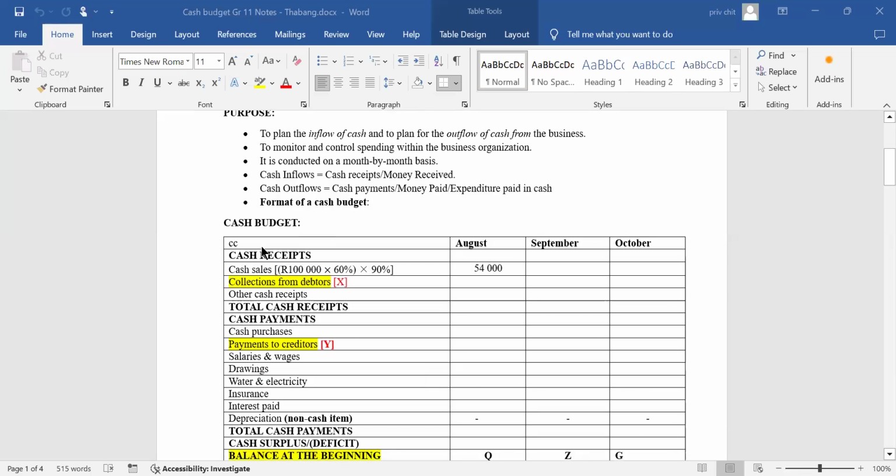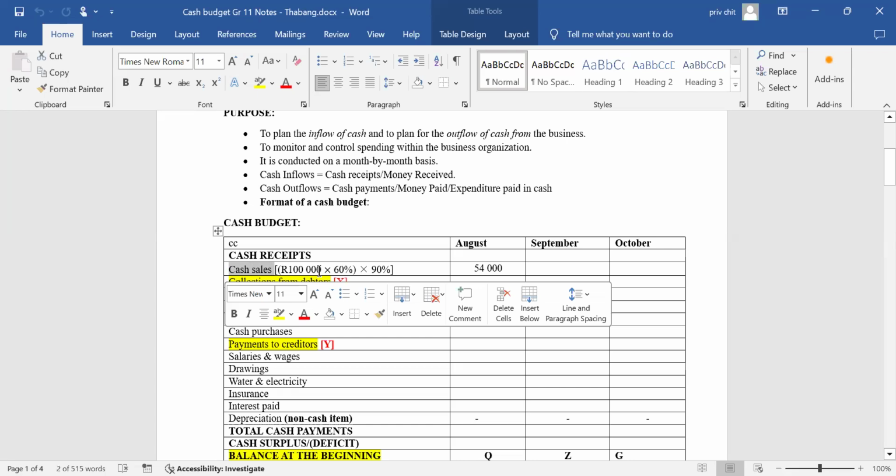So we're saying that with cash receipts, you would find something called cash sales. Cash sales relates to all the money you have received when you sold products on a cash basis. Does it make sense?